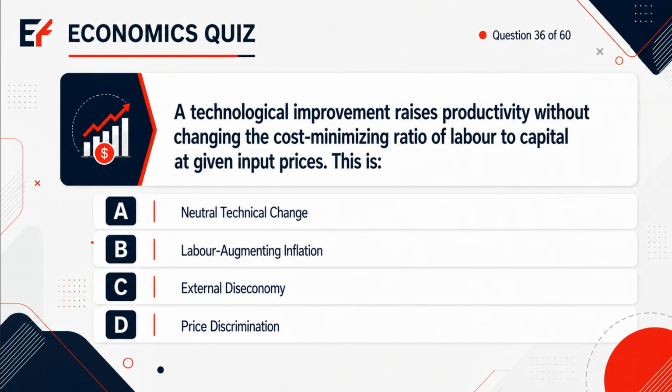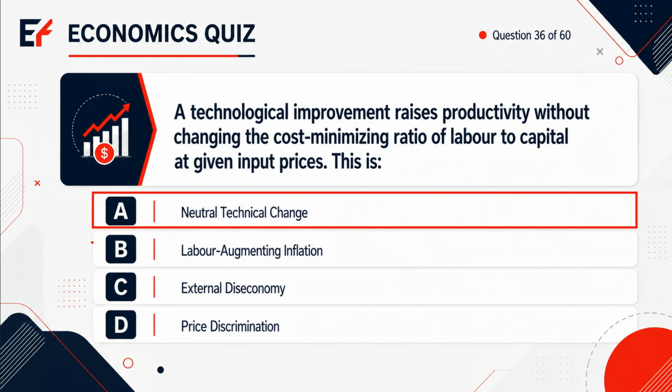Question 36. A technological improvement raises productivity without changing the cost-minimizing ratio of labor to capital at given input prices. This is A. Neutral technical change, B. Labor-augmenting inflation, C. External diseconomy, D. Price discrimination. The correct answer is A.